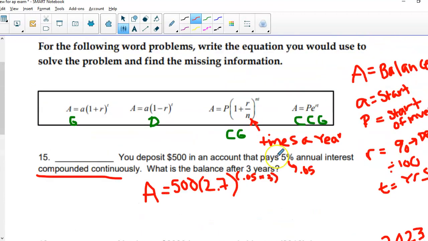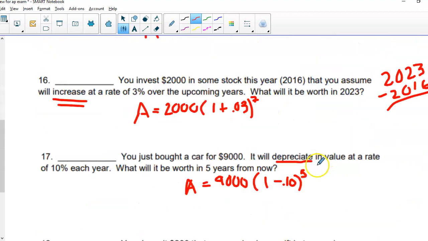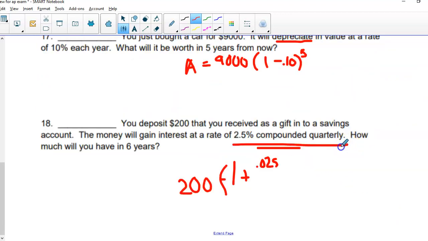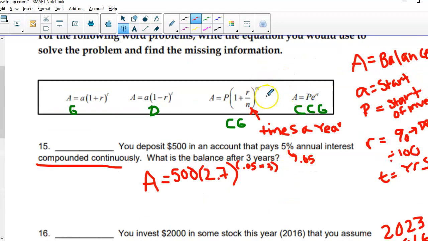Go back up to the formula. So we have our R divided by N. That's how many times a year. How many times a year? If it says quarterly, that's 4 times a year. Scroll back up. All to the N times T. So that's how many times per year, times the time.